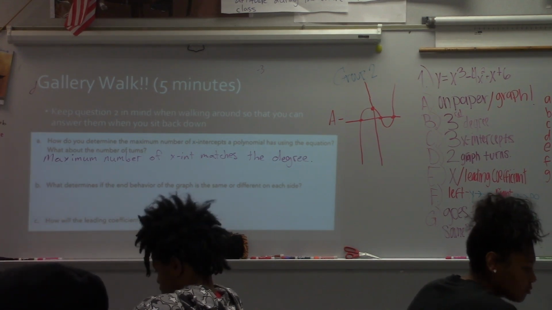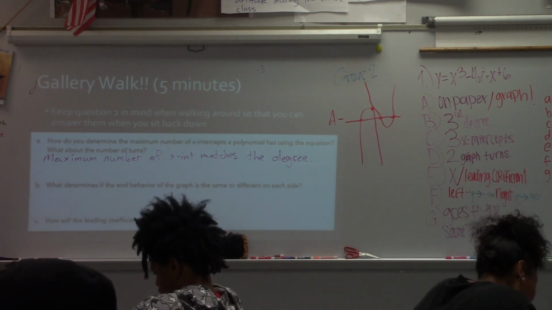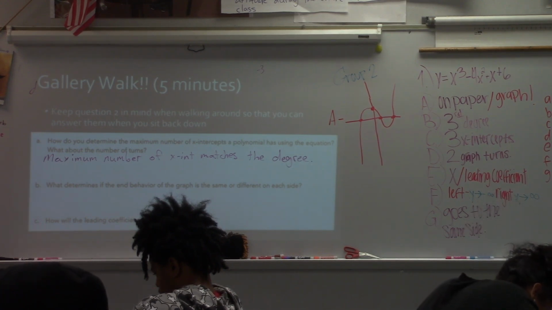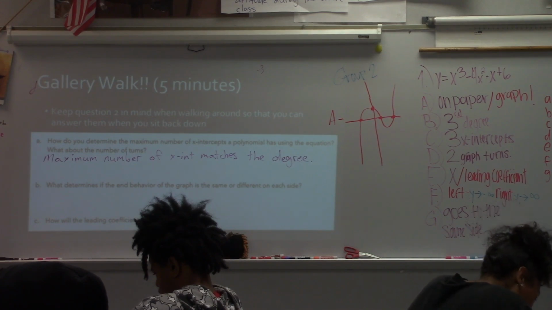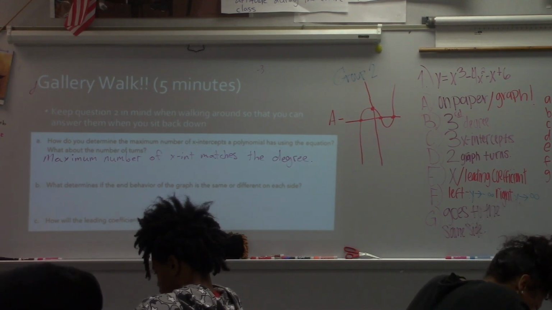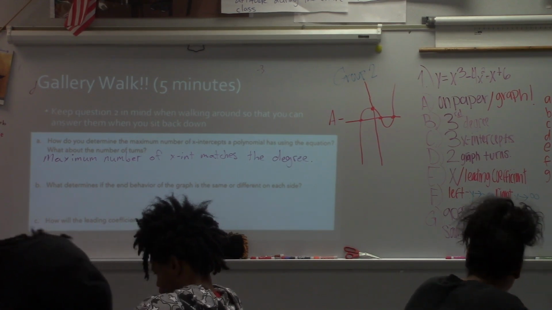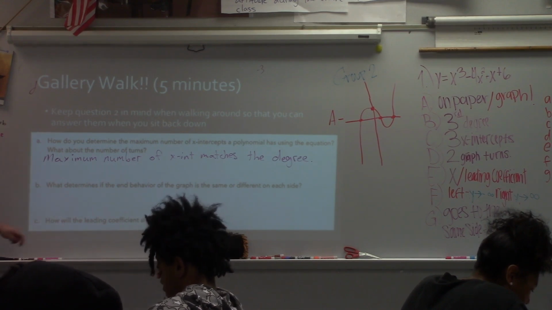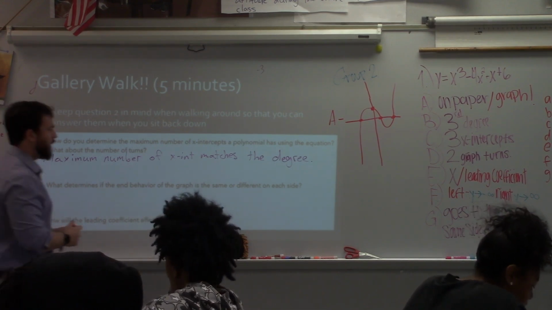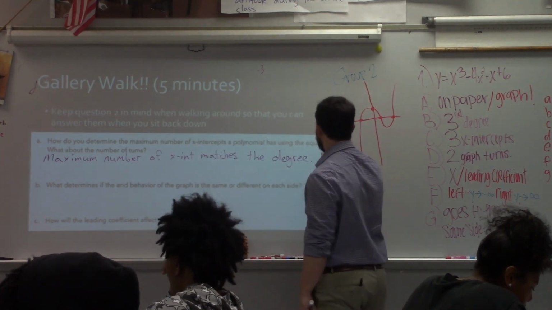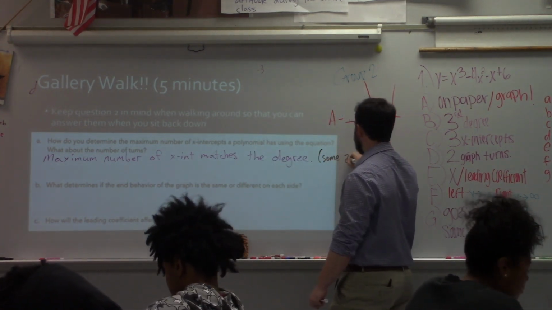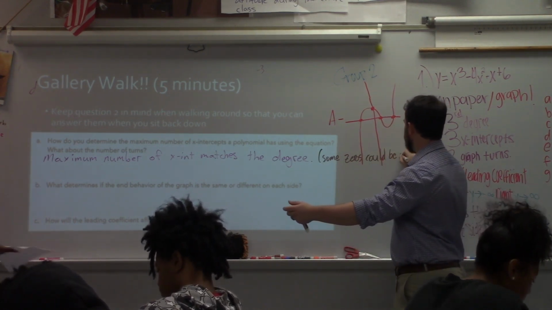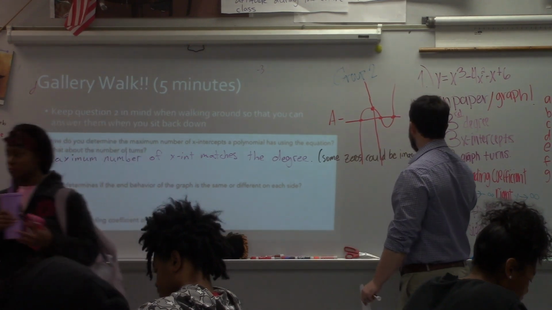Why do we have to say the maximum though? Why can't we just say the number of x-intercepts is the degree? Some of the zeros, some of the roots could be what? Imaginary. Some zeros could be imaginary.